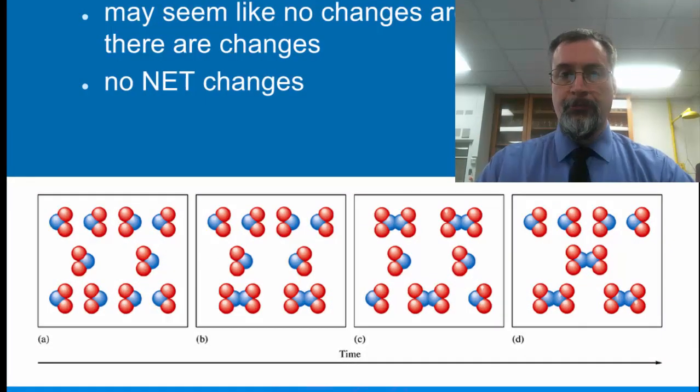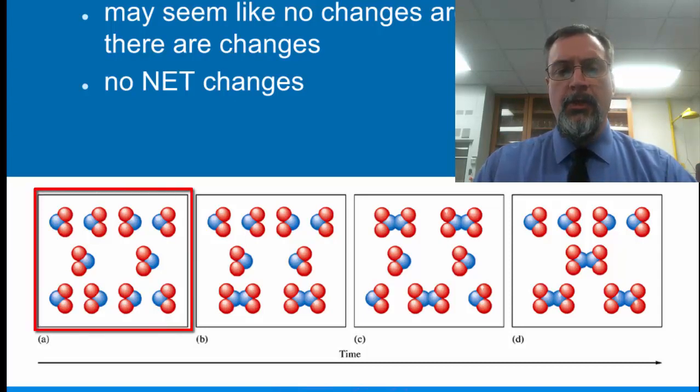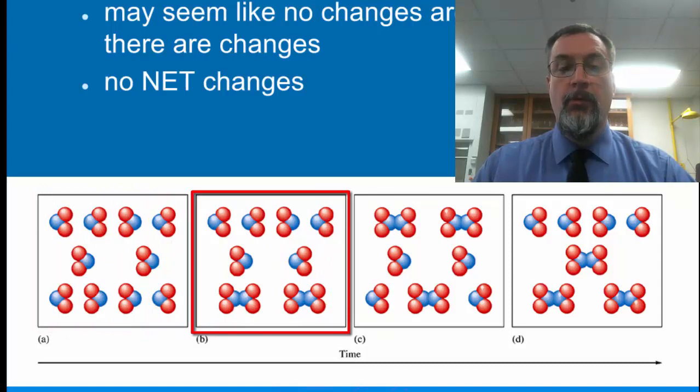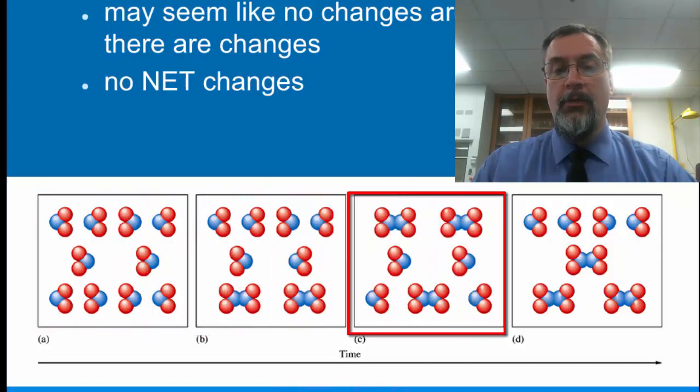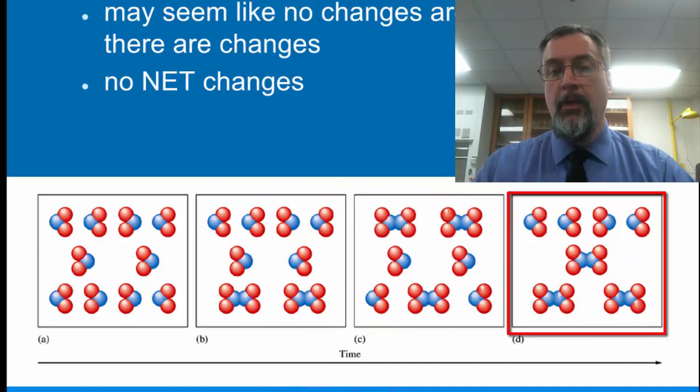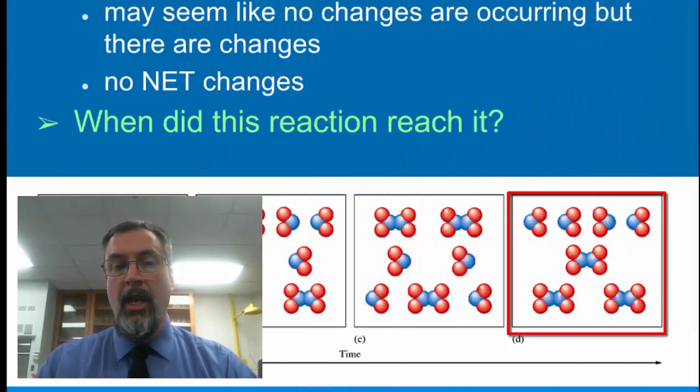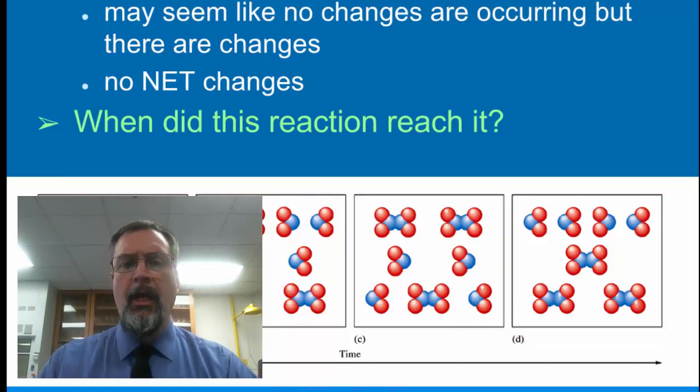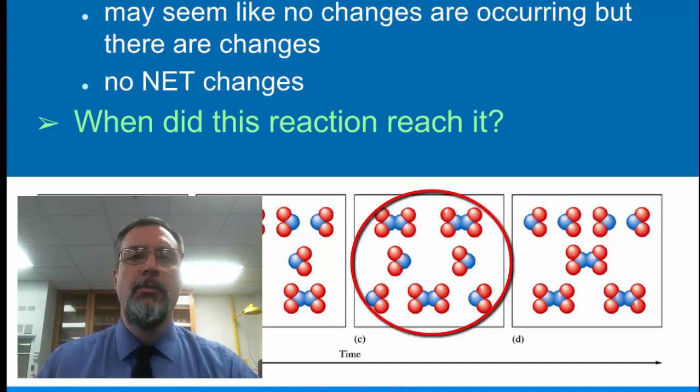If you look at this little depiction of a reaction down here. We've got some molecules over here in panel A. Those are our reactants. You'll see in panel B some of our reactants have begun to form products. Over here in panel C we have some more products, and then in panel D we have what looks like no net change there. So when did this reaction reach equilibrium? The point at which the concentrations or numbers of particles of each type stops changing. So right around panel C is where we reached our maximum concentrations of both types of molecules.